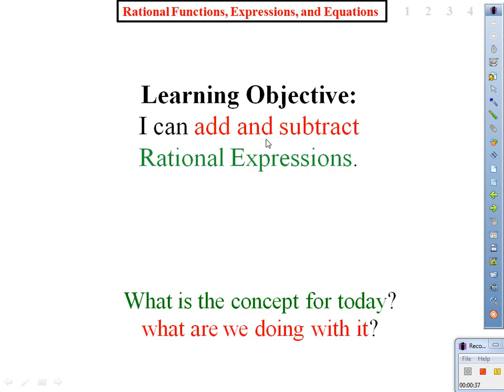So our objective for today: I can add and subtract rational expressions. And like I said, today we're going to do an extra day of practice just to make sure we've got addition and subtraction before we move on to more fun stuff.